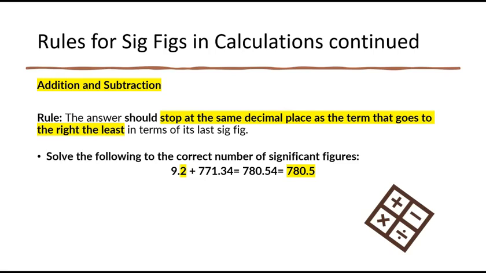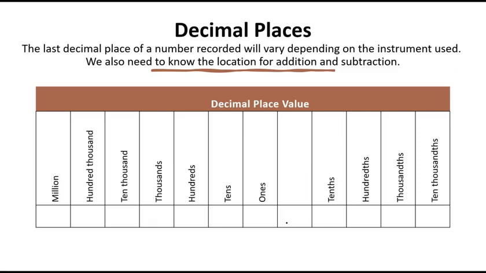Since the tenths goes to the right the least compared to the hundredths, our answer, 780.54, is going to be rounded to the tenths place, or 780.5. We're going to keep the 5 as a 5 because the number that came right next to the 5 was a 4, so we leave our value as is.